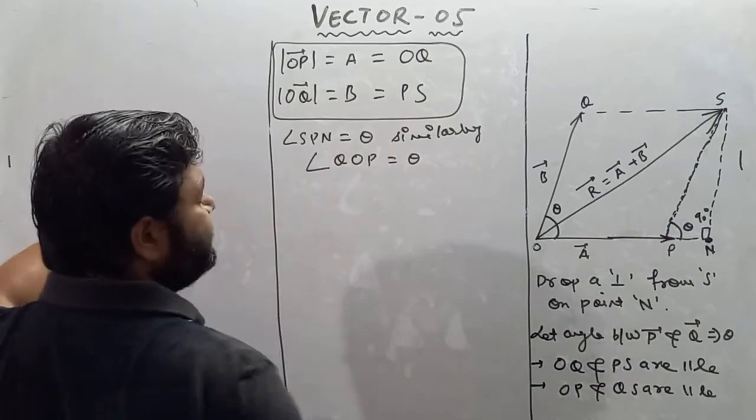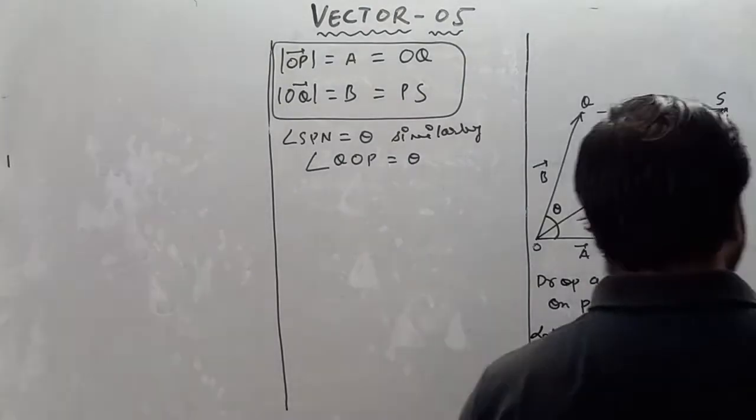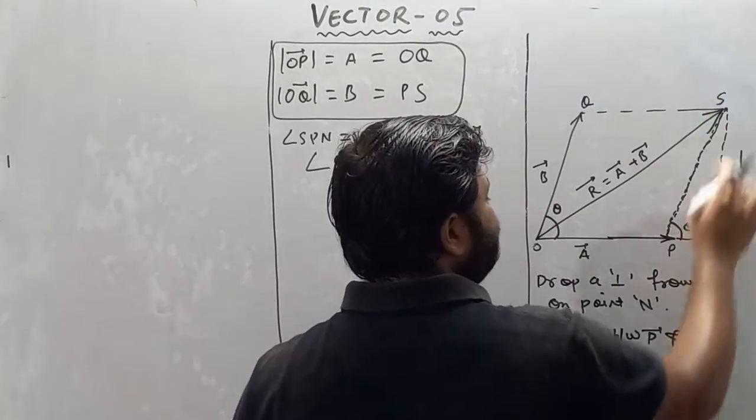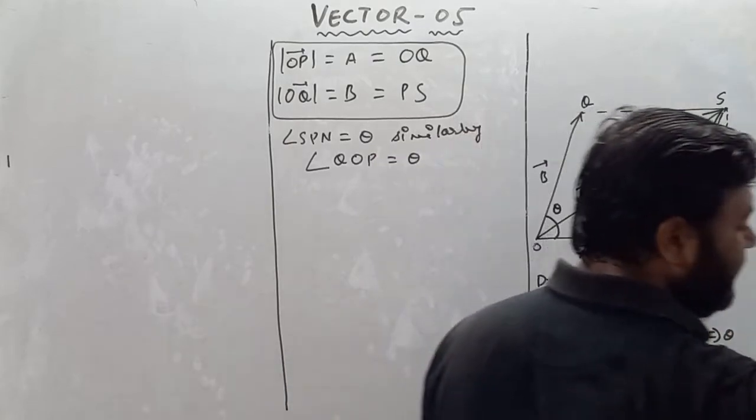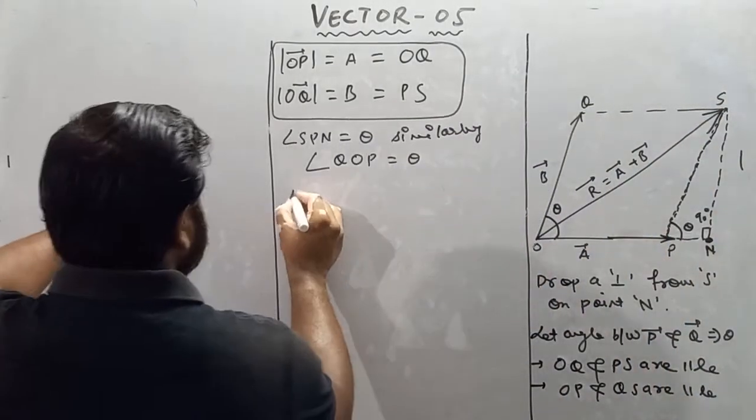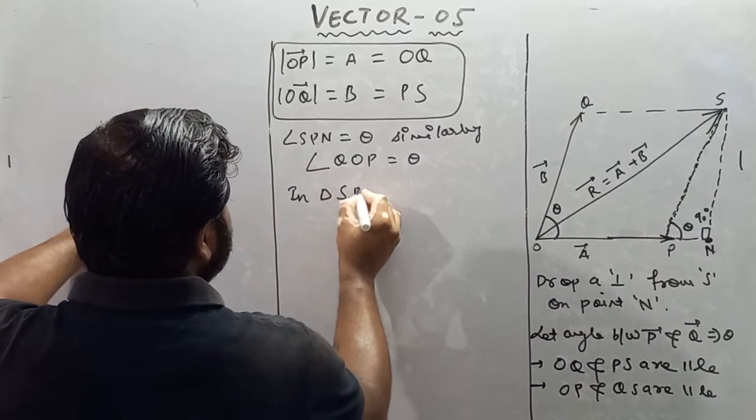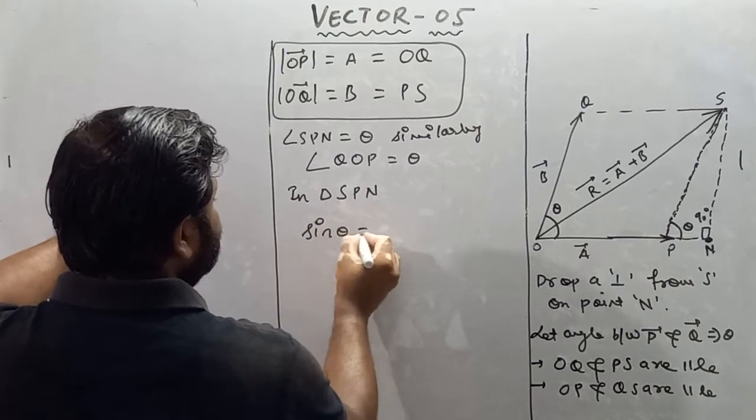Angle QOP is also equal to theta. I hope you all are understanding my point, my dear students. Now see, we have a right angle triangle PSN. Write down, in right angle triangle SPN, we'll write sin theta and cos theta.